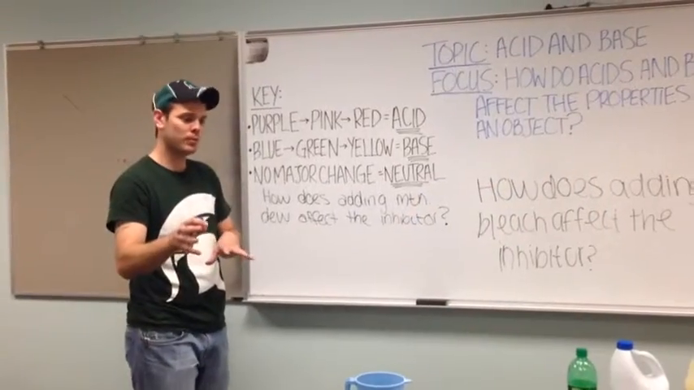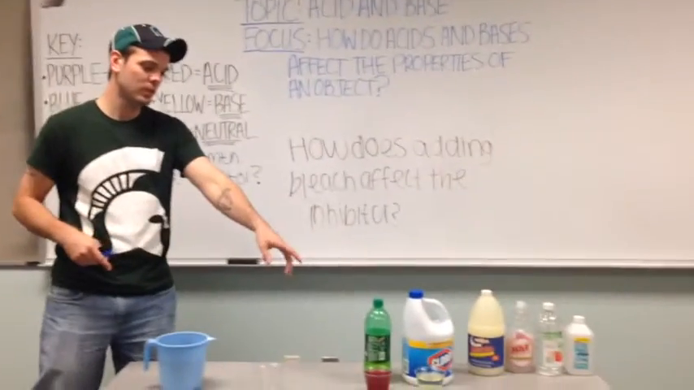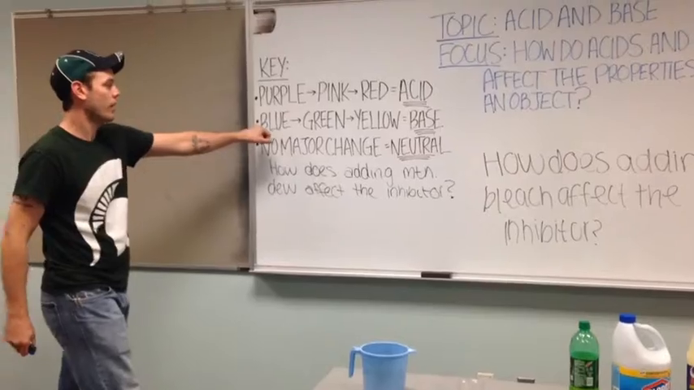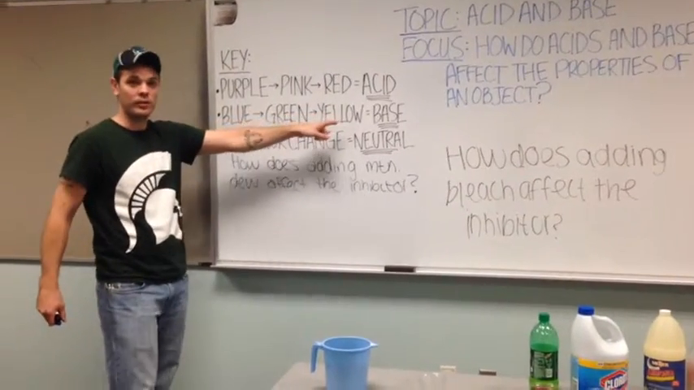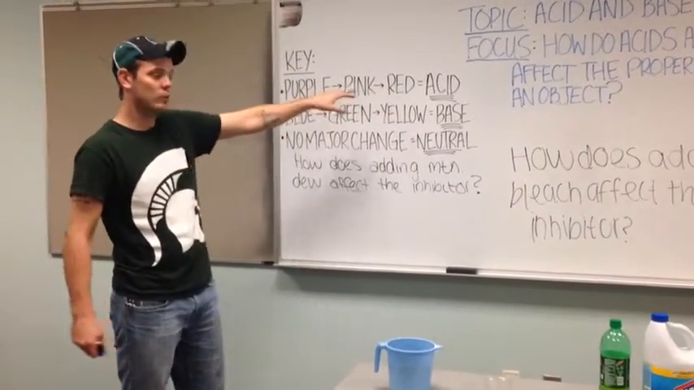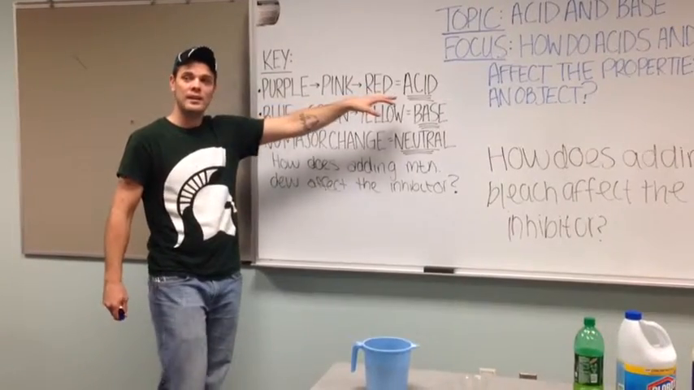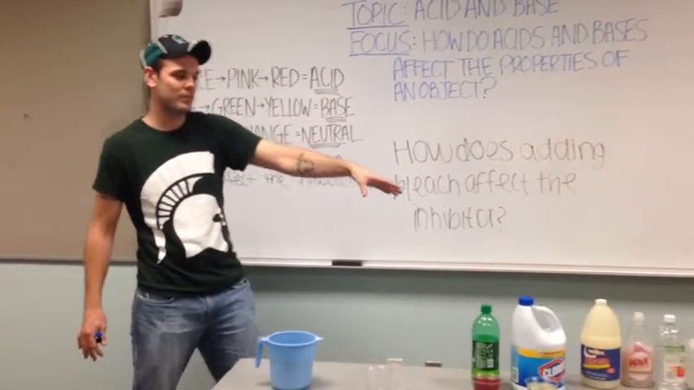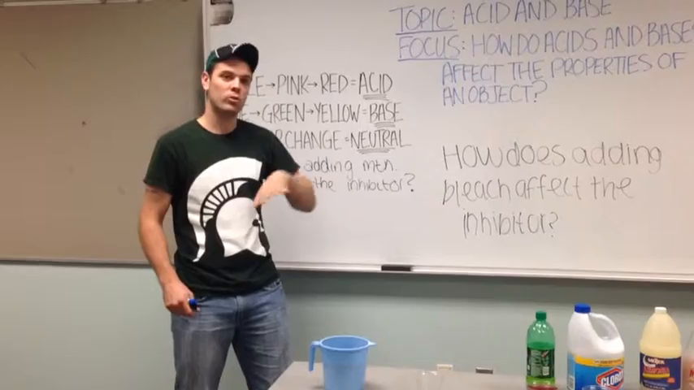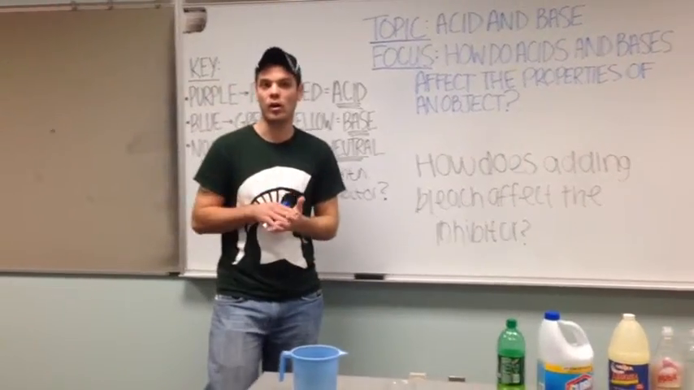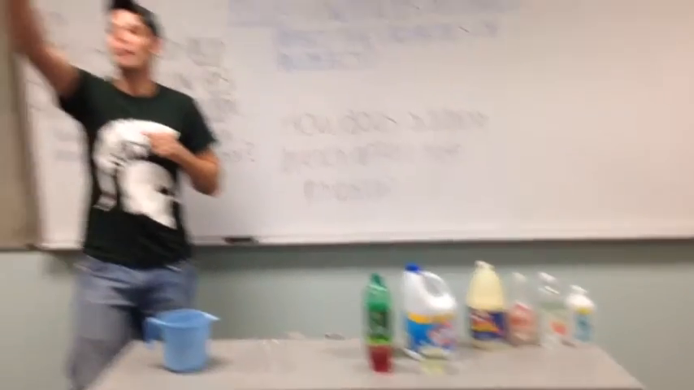Like we just experimented, we found out that our bleach was a base because it went from our bluish color all the way to our yellow color. And like before, our Mountain Dew turned into a nice red color and it was an acid. Is there anything up here that anyone thinks could be a neutral, where it won't turn the indicator any color at all? You back there.